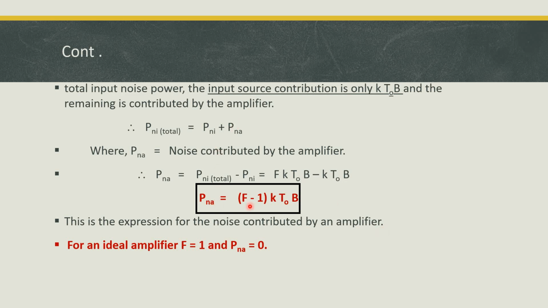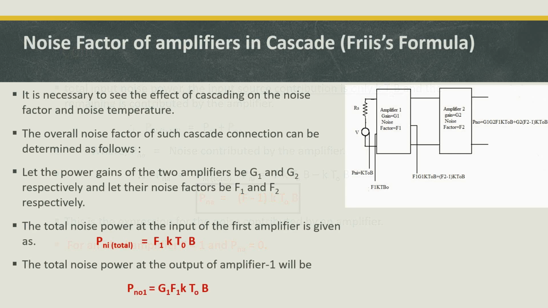If it is an ideal amplifier where the noise factor is 1, PNA equals 0. Otherwise, there will be noise contribution because of the amplifier. That will be calculated by using PNA is equal to (F minus 1) K T0 B.